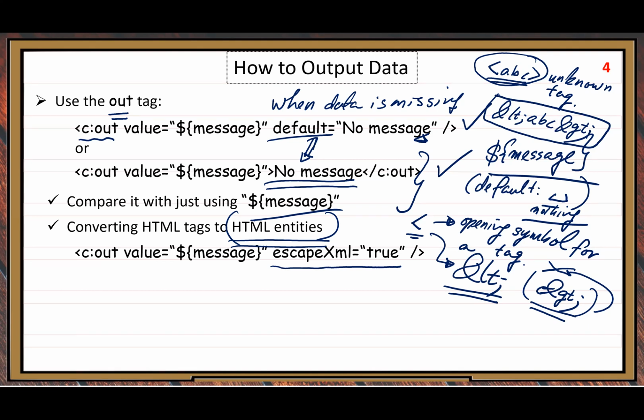For example, another one: ampersand. We know ampersand is a special symbol in HTML, right? Because here you define an HTML entity using ampersand. It's a special symbol. But if you want to display ampersand literally, you type ampersand AMP semicolon. Okay. So there are many HTML entities like that.